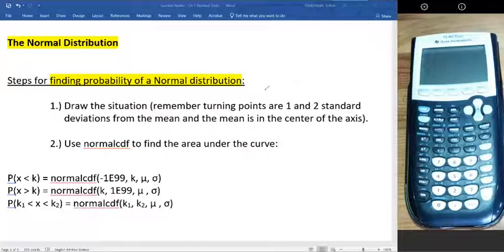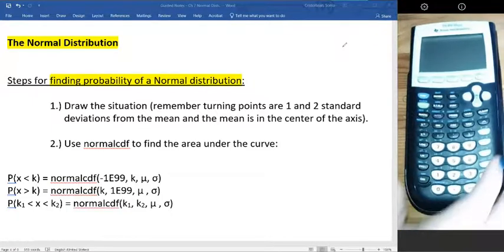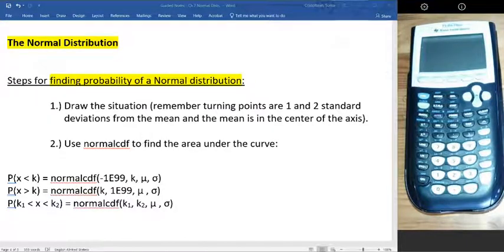Hello. In this video, we will be talking about the normal distribution and we will be solving applications with the normal distribution. Let's just take a look at steps for finding probability of a normal distribution. First, draw the situation. Remember, turning points are 1 and 2 standard deviations from the mean, and the mean is in the center of the axis.